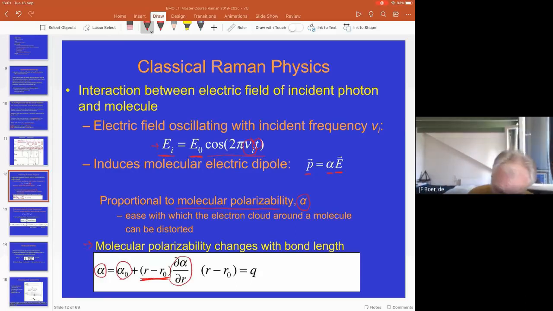And we can now write R minus R0, which we can parameterize with the parameter Q, which is basically how far the nuclei have moved out of their equilibrium position.